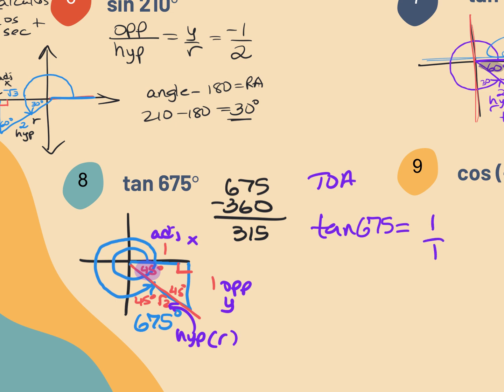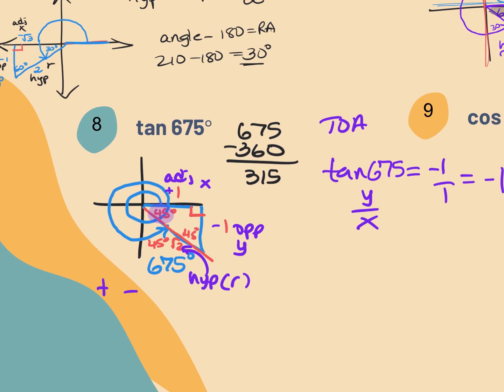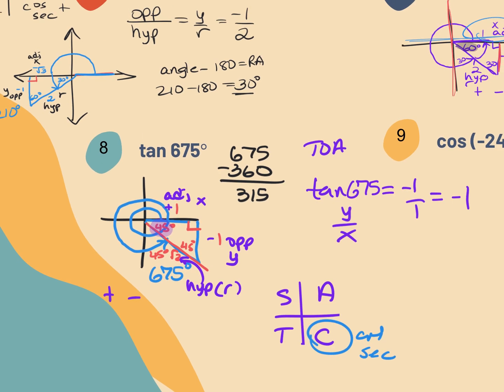Now also, remember the signs on your ordered pair in quadrant 4 are positive, negative. So the x is going to be positive, the y is negative. So tangent is y over x. So negative 1 over positive 1 simplifies to negative 1. Also remember, if you just do your All Students Take Calculus, the only positive ones here are cosine and secant. So tangent should be negative when you graph an angle that ends up in quadrant 4.